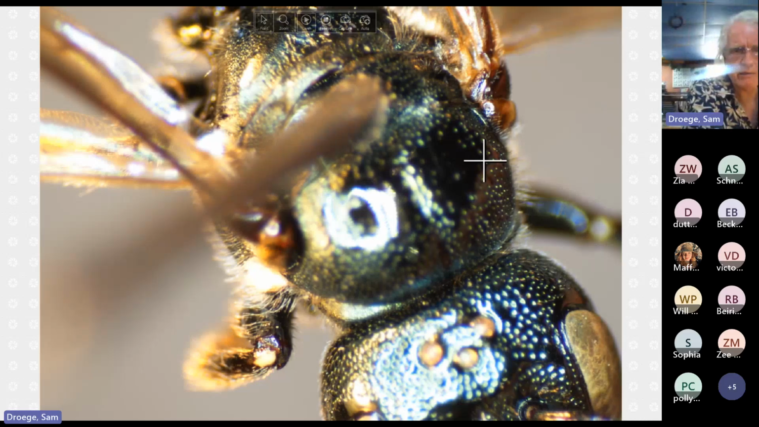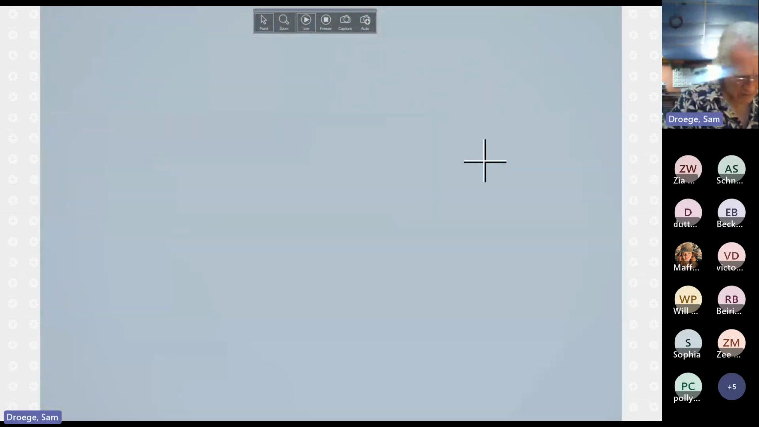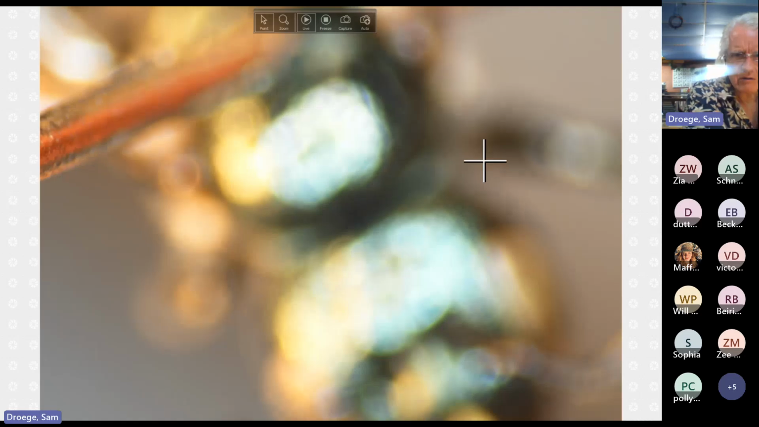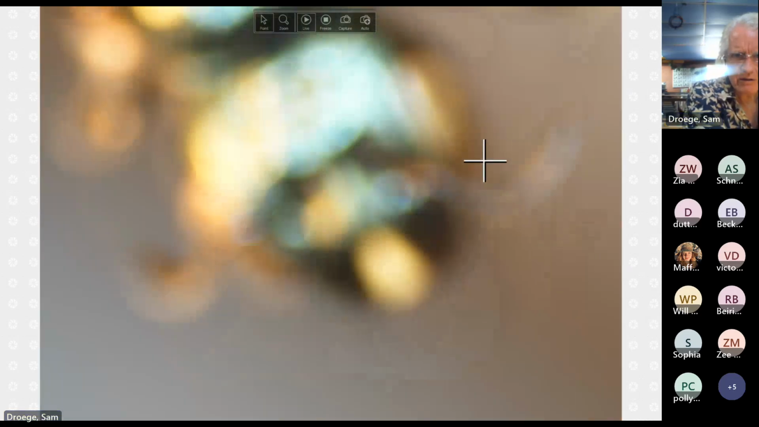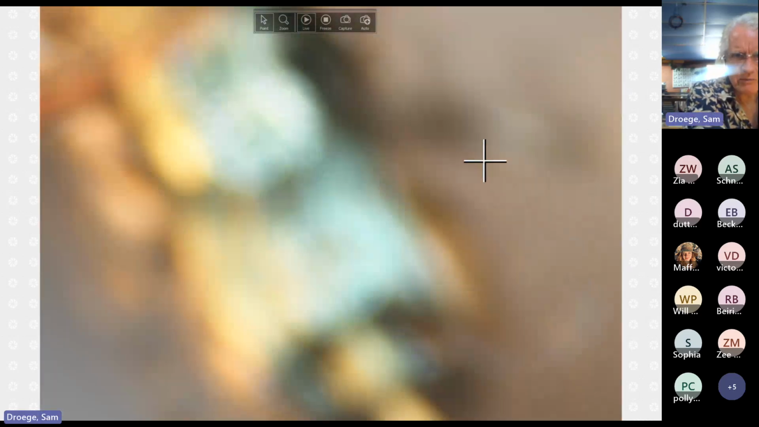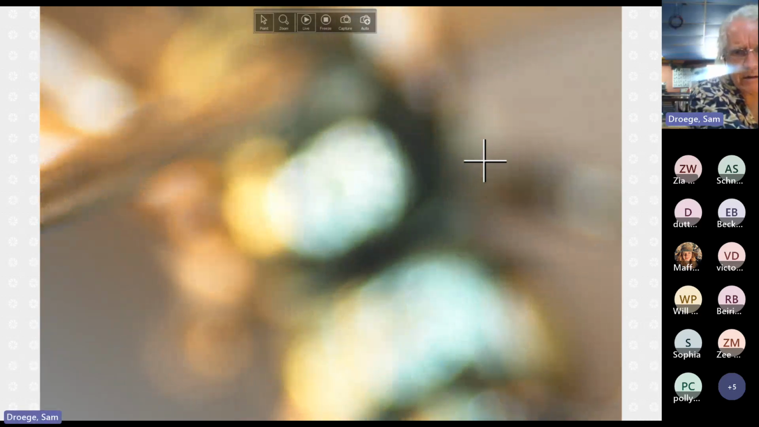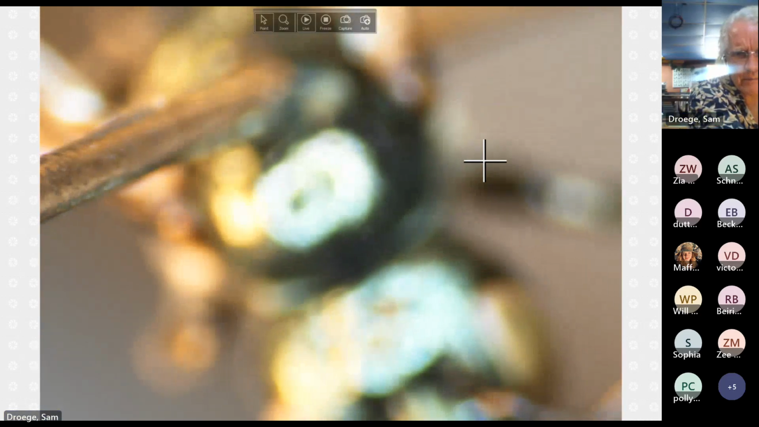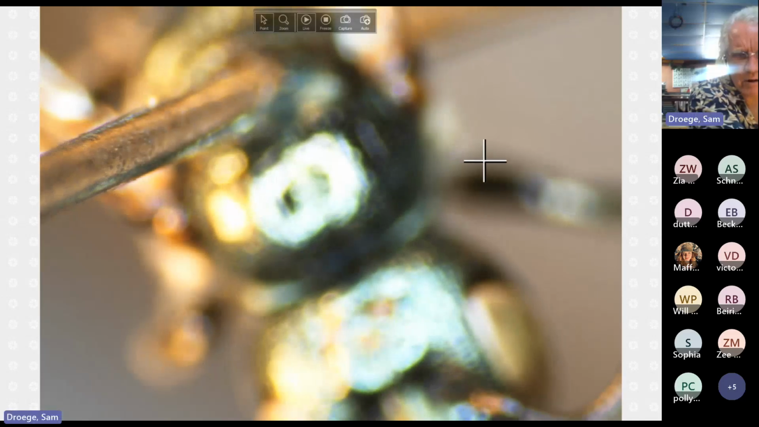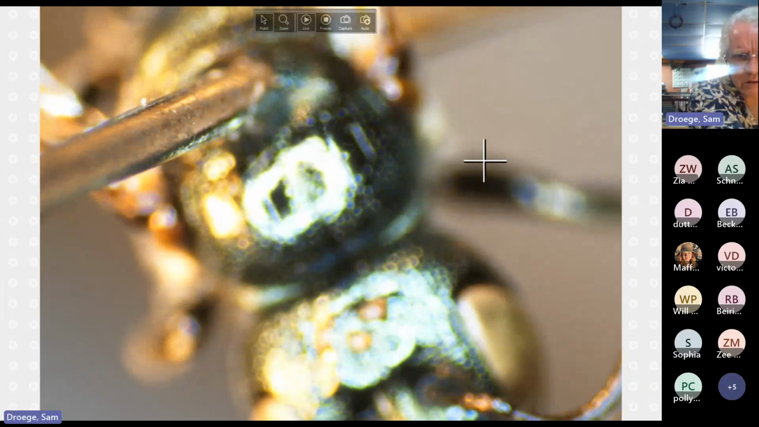I'm going to bend the specimen over so we can see that spot a little bit more. But usually it's just one row of pits along the edge of the scutum, or the parapsidal line. Okay. And you can see the white mark on the clypeus is full and complete.